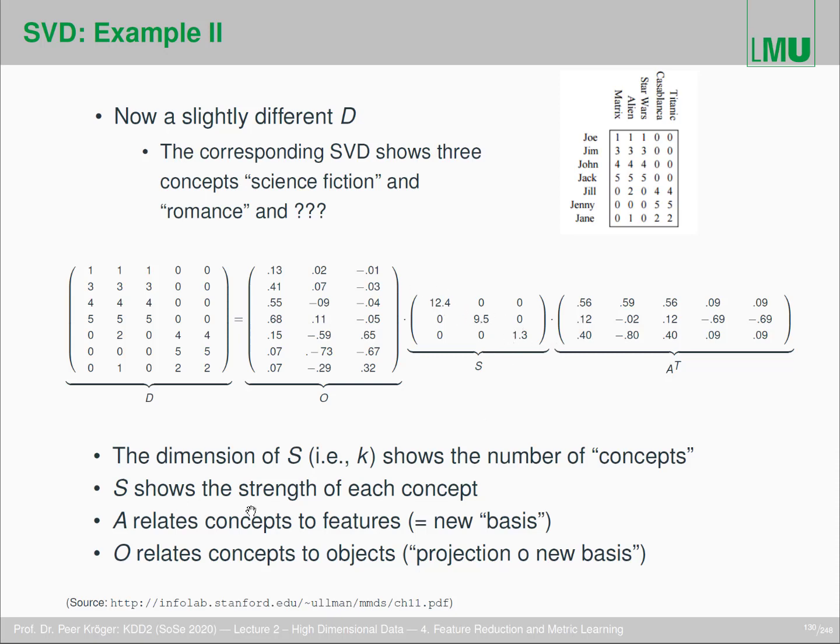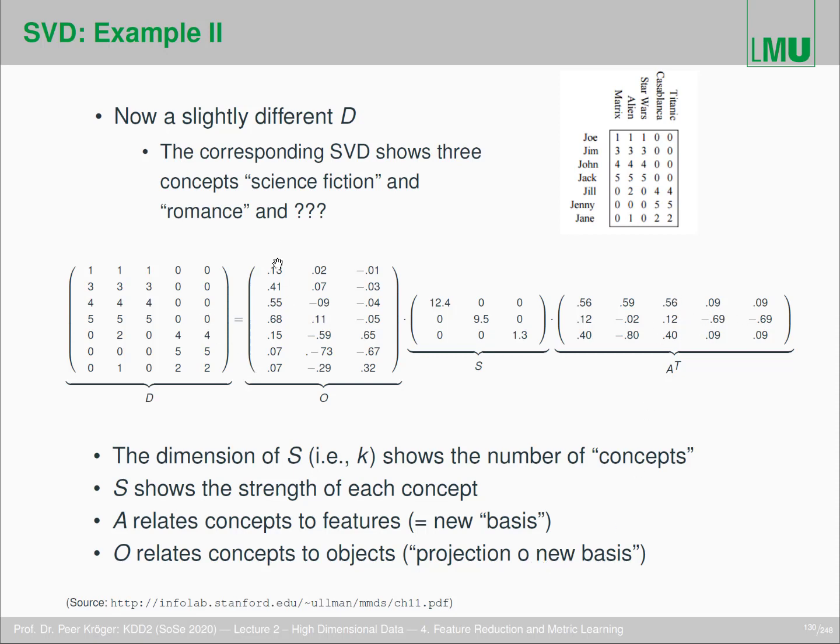The singular values show the strength of each of the concepts. A, as we said before, relates the concepts to the features, so they are somehow the new unit vectors, the new basis, as we know it from the eigenvectors of PCA. So they are somehow related to these eigenvector unit vectors of PCA, and O relates the concepts to the objects, so they can be somehow interpreted as projections on the new bases that are specified by A.